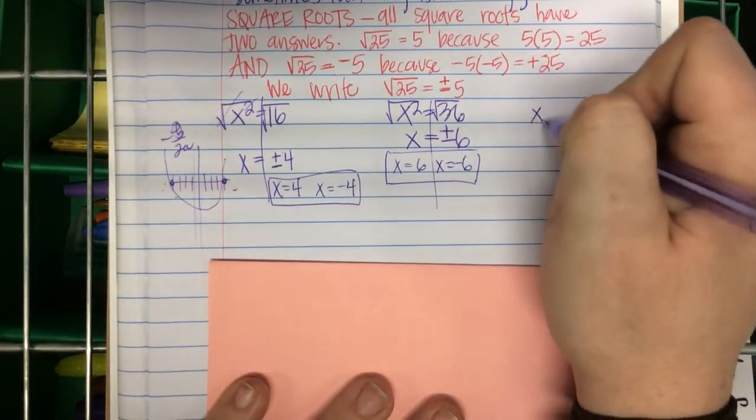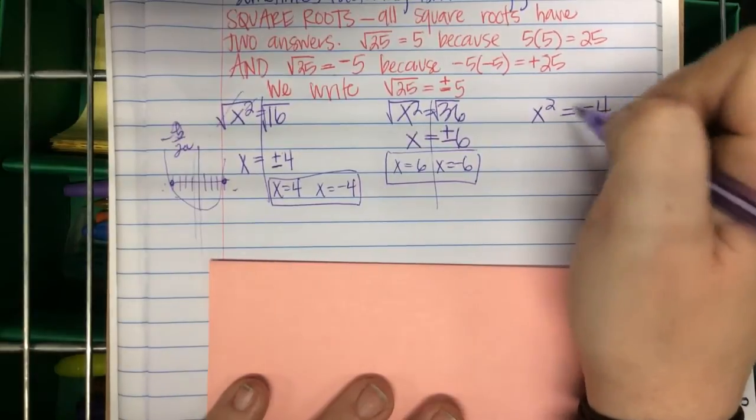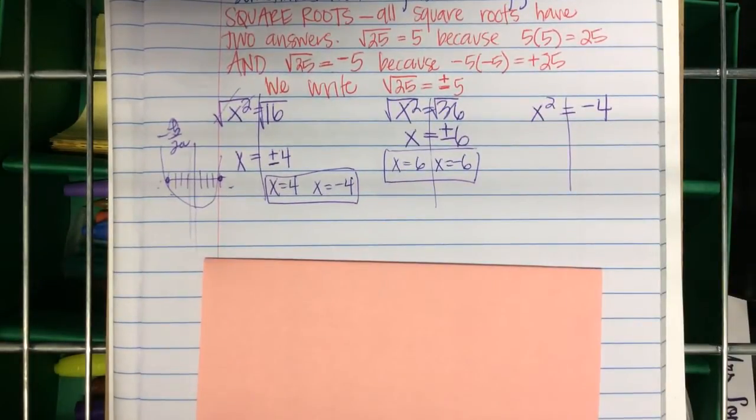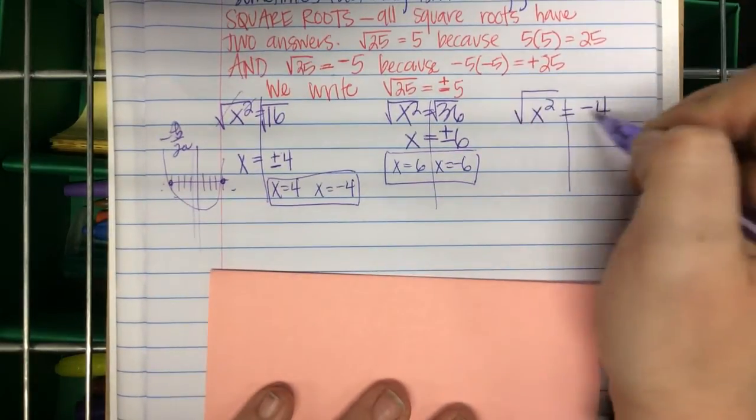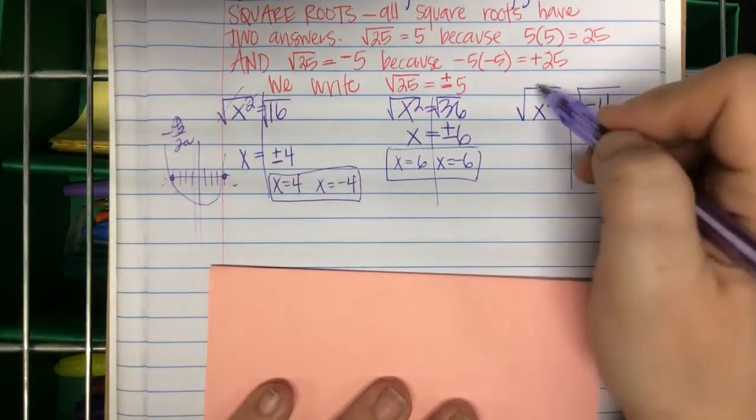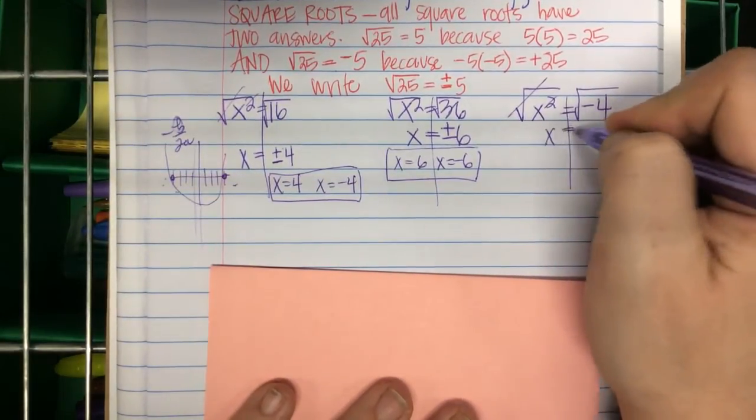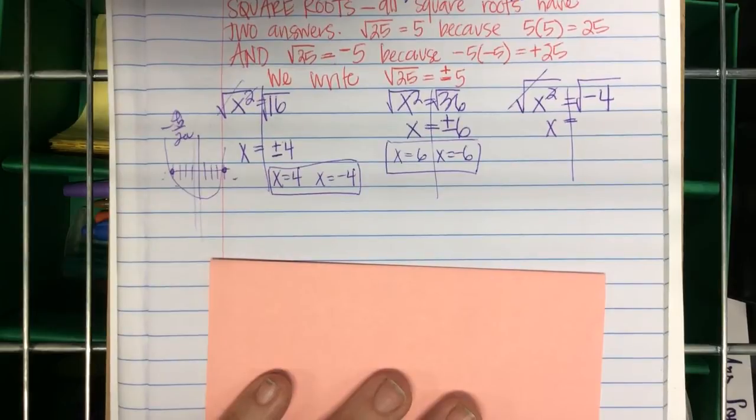All right, try this one. Is it quadratic? Yes, it has an x squared. It has an exponent of 2. So if I want x by itself, what am I going to do? Square root both sides. Perfect. X equals what?